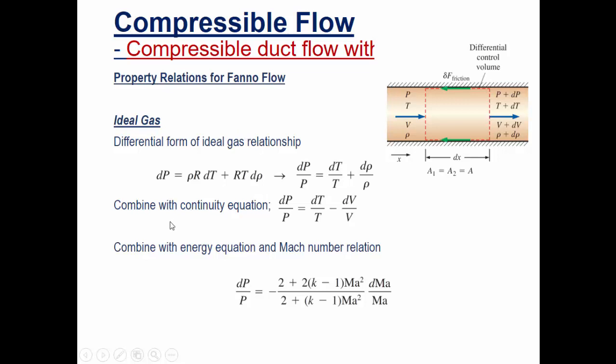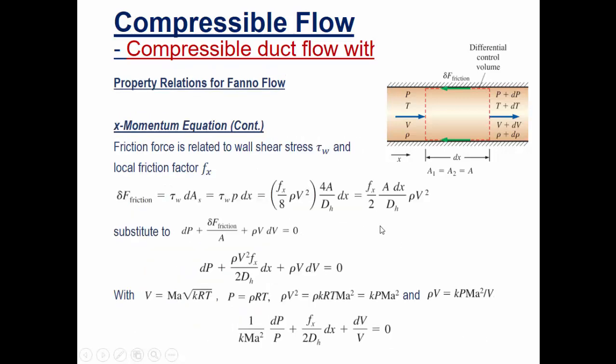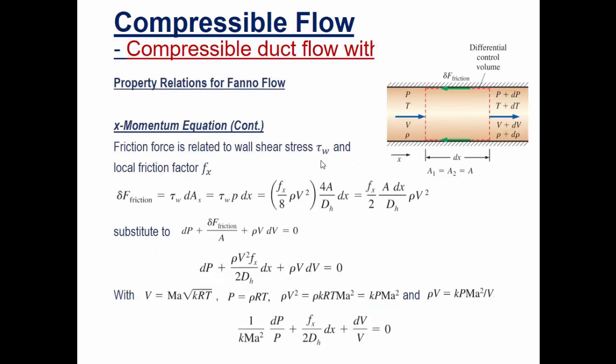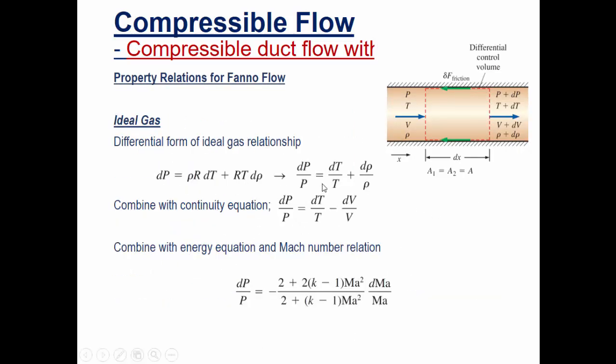And when we combine with the continuity equation, rho V1 equal to rho V2, or m dot 1 equal to m dot 2, which has been previously developed here, d rho divided by rho equal to negative dV divided by V, then we will get this term dP over P equal to dT over T minus dV over V. And again, when we combine it with the energy equation and Mach number relationship, we will have another form of differential equation, which is developed from the ideal gas relationship.